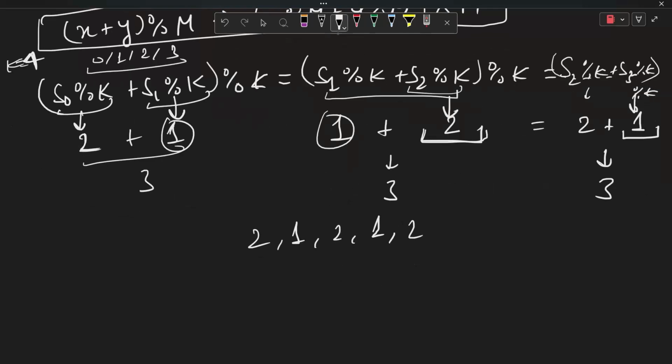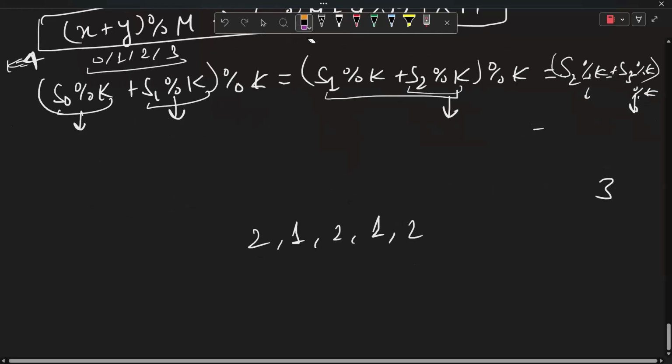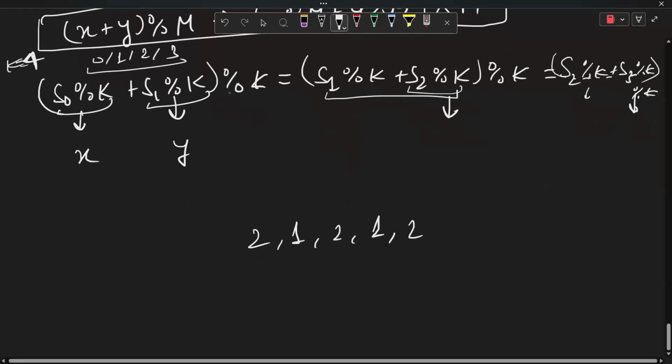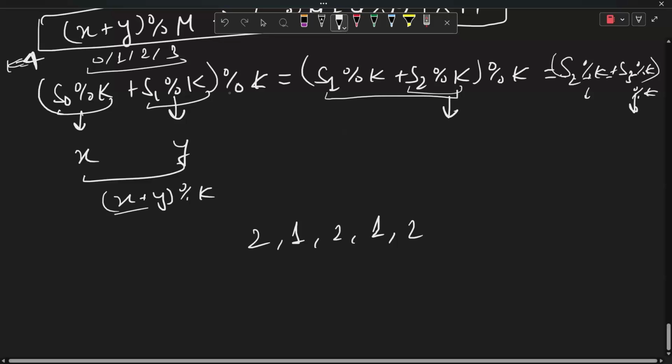Now you can generalize this for a mod case. Instead of 2 and 1, let's say S0 mod k is X and S1 mod k is Y. So their sum would be (X plus Y) mod k. Both x and y are less than k, so either this would exceed k, and by doing mod k it would be reduced to x plus y minus k, or it would remain x plus y. So it would be either this or this, any one value, this x plus y mod k.